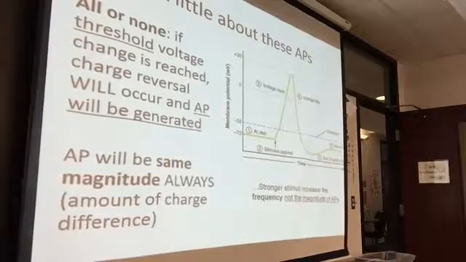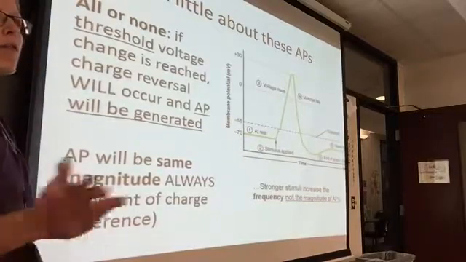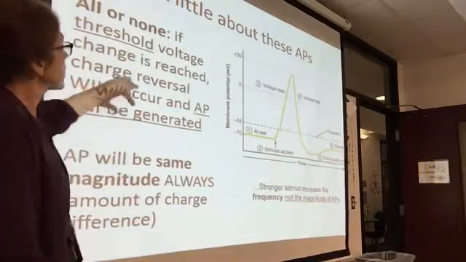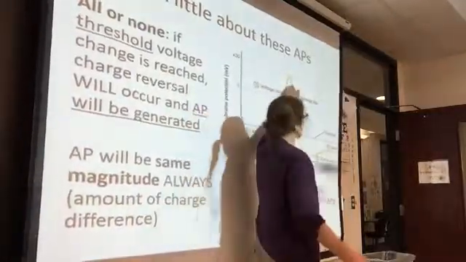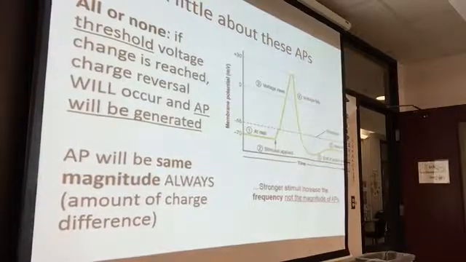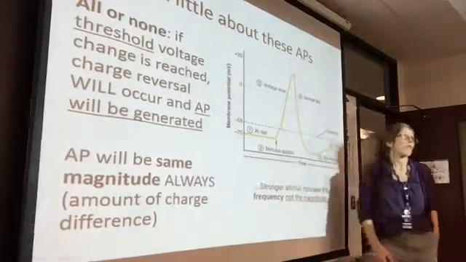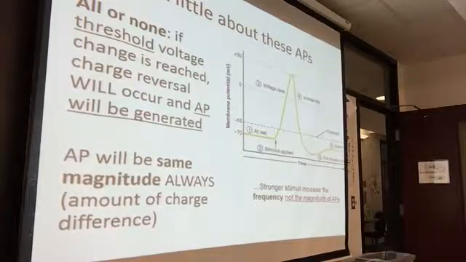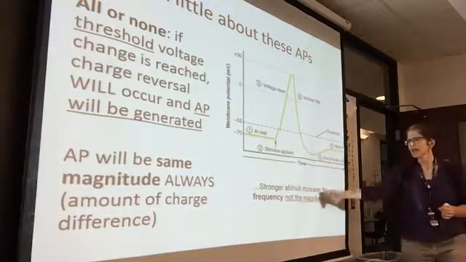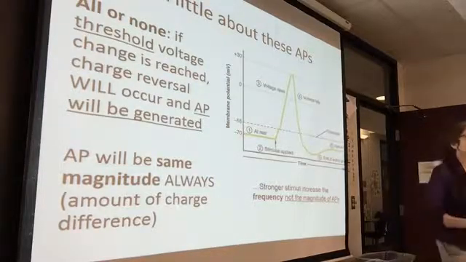So again, as I've already mentioned, a little bit about these action potentials. They are all or none. If threshold, the amount of change that has to occur, which we measure in millivolts, is reached, there will be a charge reversal. In other words, it'll go from being negative to positive, as we've said. And the action potential will happen. And the action potential will always be the same magnitude. You're not going to go above plus 30. There are rules, and this has to do with physiology, but for now, you just won't go above plus 30. A stronger stimulus only increases the frequency, not the magnitude. I'm going to send it more often.